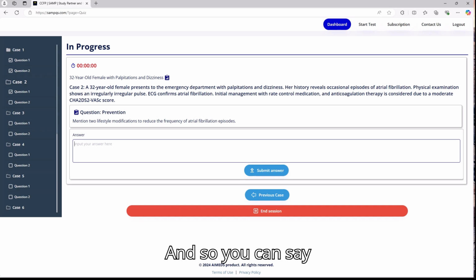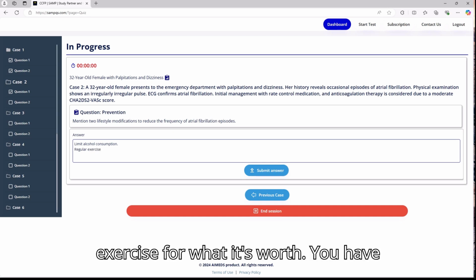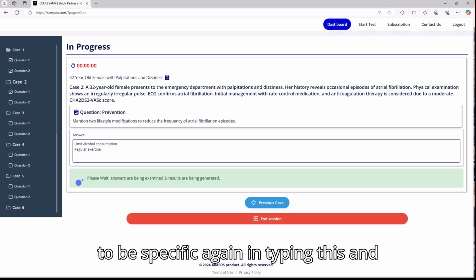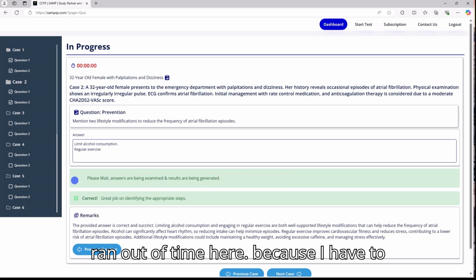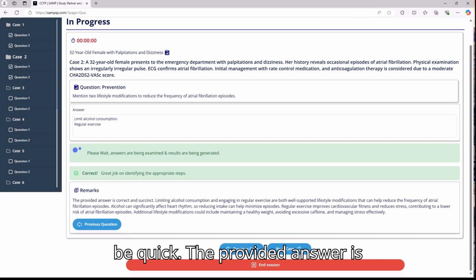And so you can say limit alcohol consumption, and you can also say regular exercise for what it's worth. You have to be specific again in typing this, and it takes time. You can see that I ran out of time here because I have to be quick.